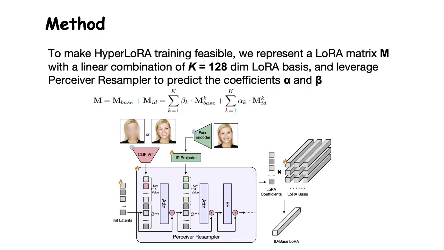Then, let me introduce more details about our method. The number of parameters in LoRA is typically large, making it difficult to generate the LoRA weights directly. To make HyperLoRA training feasible, we represent a LoRA matrix M with a linear combination of k equals 128 dim LoRA bases, and leverage a perceiver resampler to predict the coefficients alpha and beta. The perceiver resampler consists of several transformer blocks. In each block, cross-attention is used to interact with the feature tokens from CLIP ViT and face encoder.